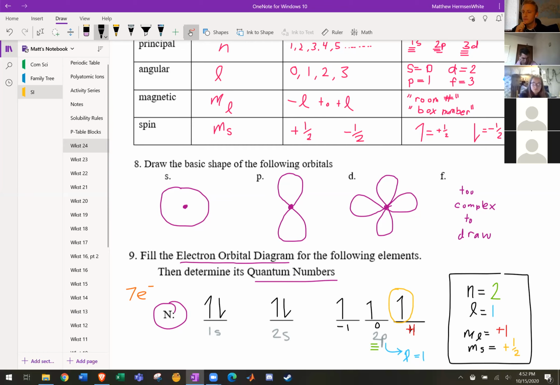And why did you say that it was +1/2? Good question, Dylan. The +1/2 comes from right here. If the last arrow you draw is facing upwards, it's +1/2. And if it's facing downwards, it's -1/2. Does that make sense, Dylan? Yeah. Okay.